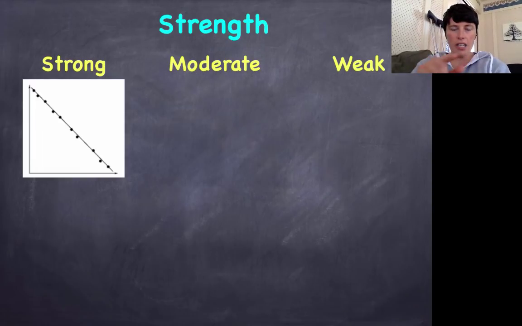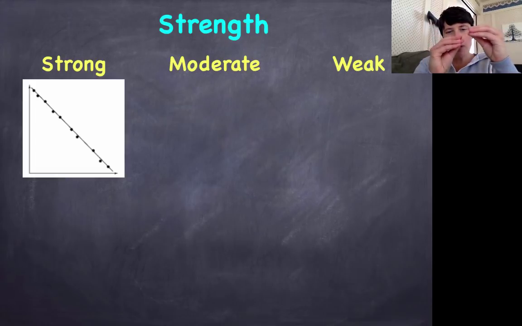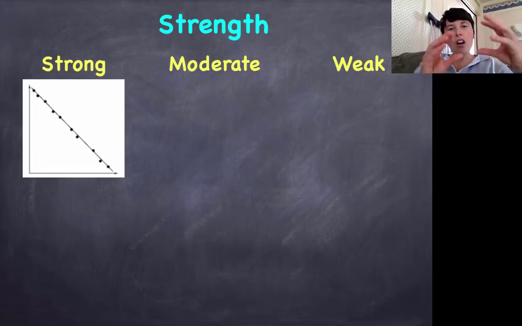Maybe you want to draw a real light sketch in your notes, but look at the line and the data points. Do you see how close those points are to the line? I mean, they're all pretty much touching the line. That is a really strong correlation. It's really, really linear and it's really close to that line.